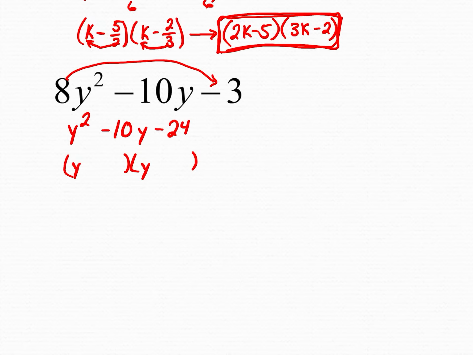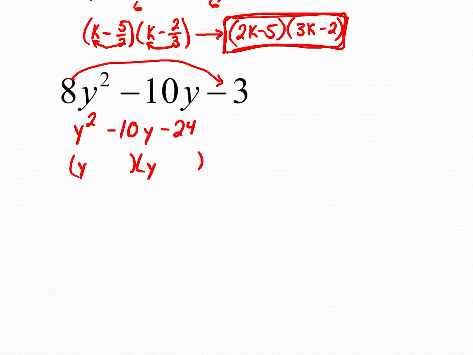Now, some of you may be tempted to say 6 and 4, because 6 and 4 multiply to give 24 and they add to give 10. But this says they need to subtract. This sign tells us they need to subtract to give 10. Well, 12 and 2 subtract to give 10, and they also multiply to give 24.